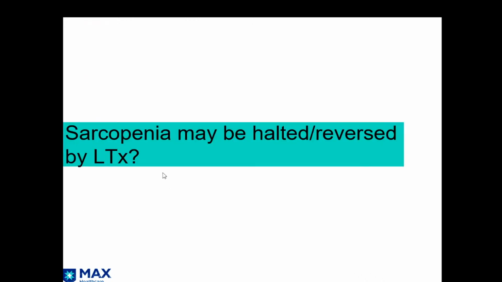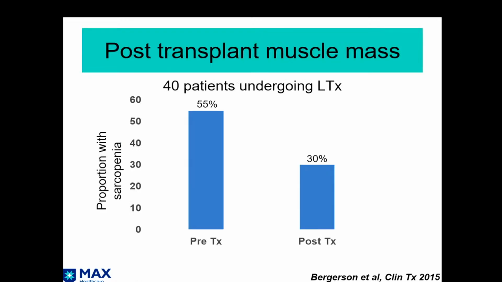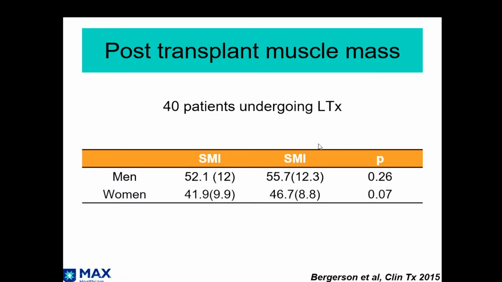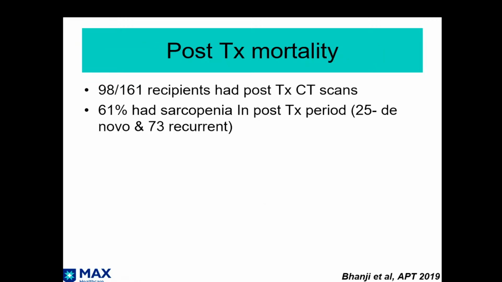But the best part is the most important treatment, it appears, for these sarcopenic patients is transplant. Their sarcopenia will also improve with transplant, and there is data. So again, a small number of patients, 40 patients undergoing liver transplant. In the pre-transplant period, 55% of patients had sarcopenia. In the post-transplant period, only 30% had sarcopenia. Look at the pre-transplant and post-transplant SMI in men and women; as you can see, there was an improvement, although there was a trend, it did not improve significantly.